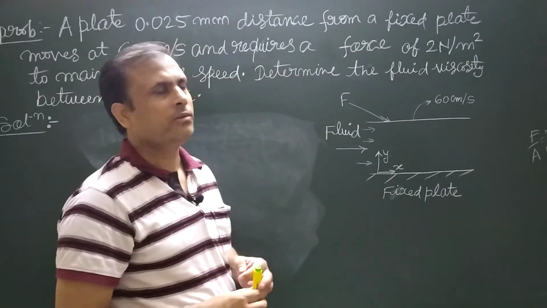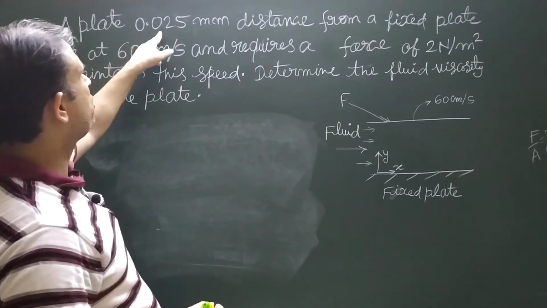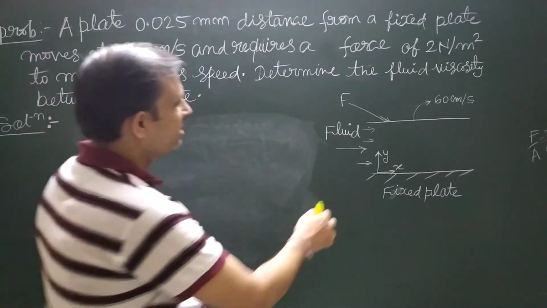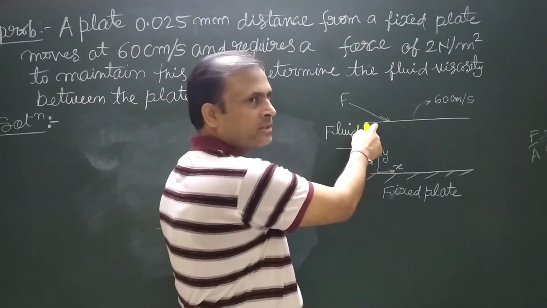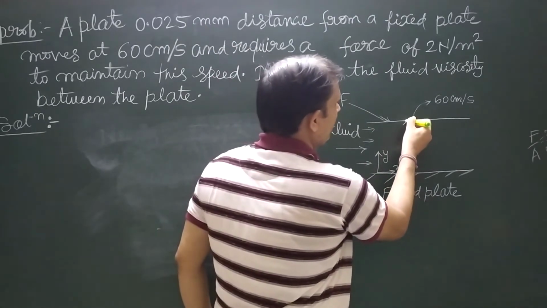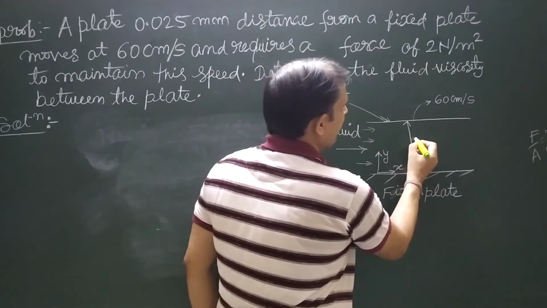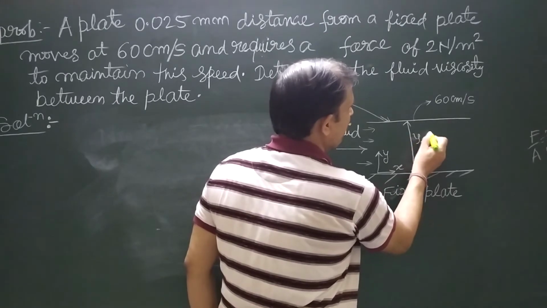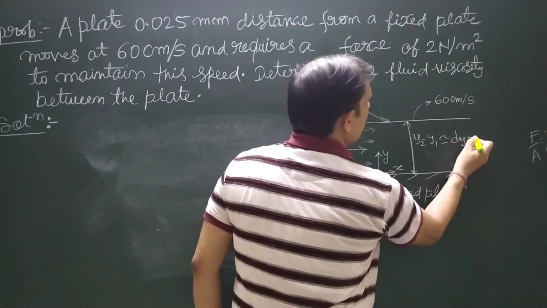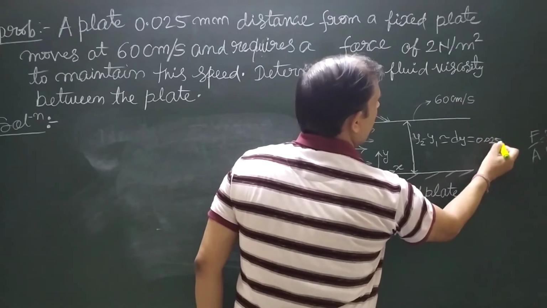Now we are going to solve this problem. What is happening in this problem? A plate is 0.025 millimeter distance from a fixed plate. This is the fixed plate and this is the other plate. The distance between these two plates, suppose this is y1 and this is y2, so we can write y2 minus y1 equals dy equals 0.025 mm.